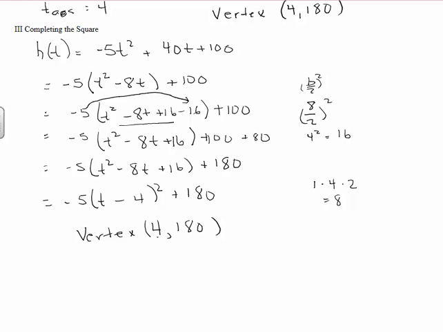If you want to see one other example of completing the square, there's a second video attached to this one in the lesson, also on YouTube.